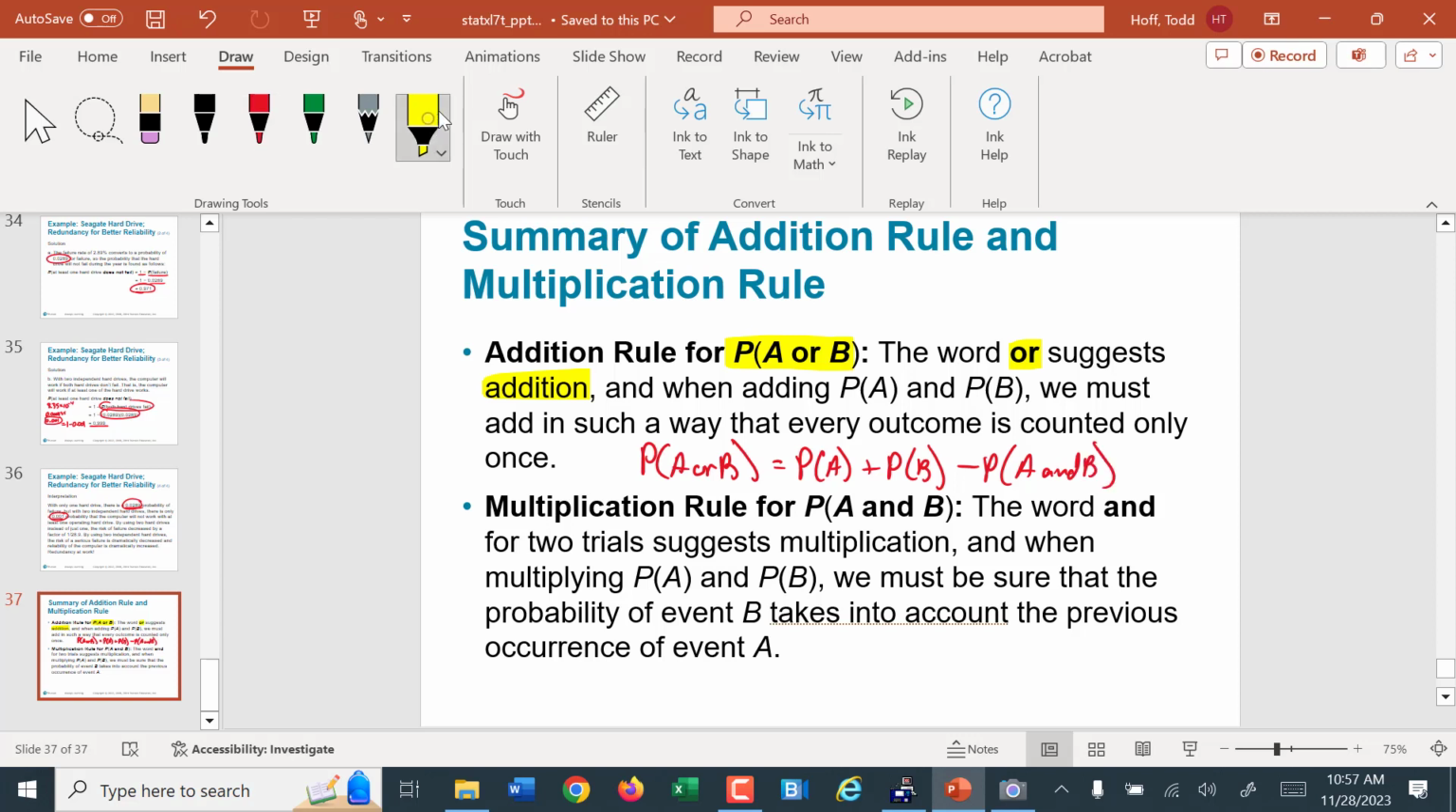The multiplication rule applies for two occurrences, so we're repeating the procedure at least twice, so two trials are being completed here. The word AND should be associated with multiplication. And P(A and B) is found by multiplying those, again, making sure we account for the fact that the first event has occurred. So the probability of A and B is found by taking the probability that A occurs in the first trial times the probability that B occurs in the second trial, given that we know A occurred in the first.